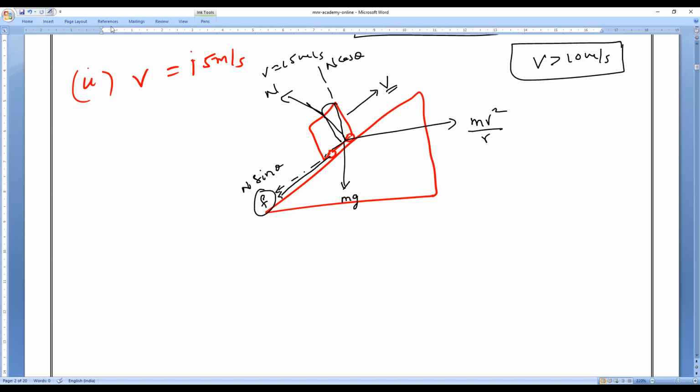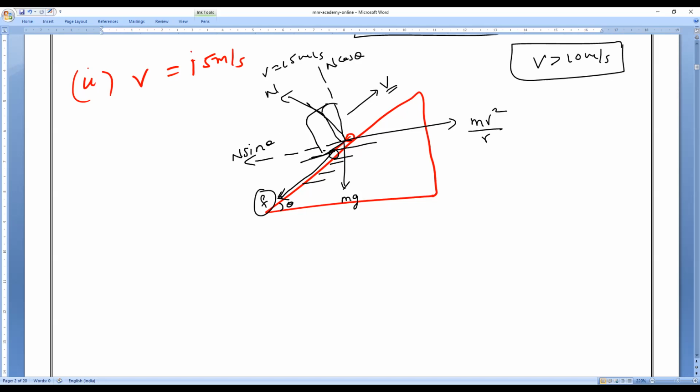Let me take this neatly. So this is N cos theta, perpendicular to this. If I take the wheel of the car, this is N sin theta. Now if you have noticed, the force of friction is acting in the downward direction. Remember, theta is here. Where will theta come? Theta is exactly here.